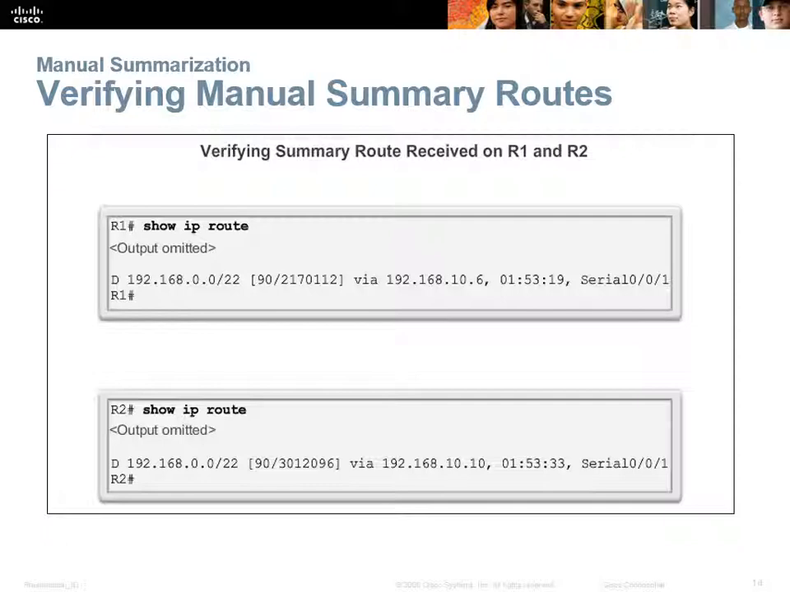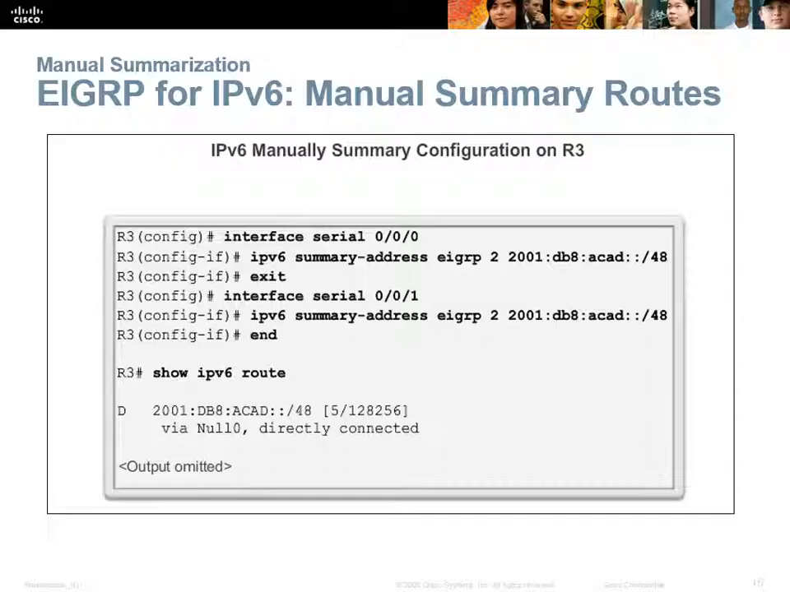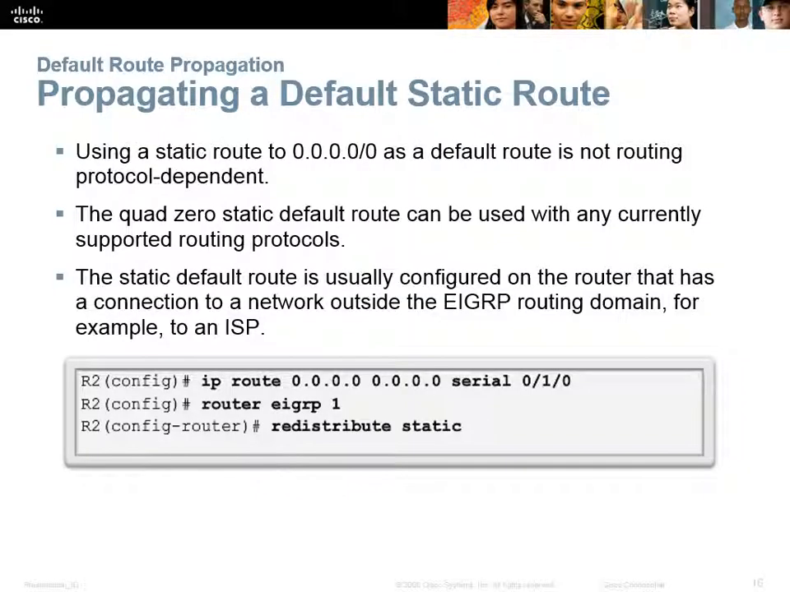Again, a manual summary is going to show just like it would if you did an auto summary. The only difference for IPv6 is ipv6 summary-address eigrp, in this case 2 because we're talking about IPv6, and you give its address and mask. That's it. And so you'll see it like this. And if I want to propagate it, I've got to redistribute, right? If you do it manually, in order to propagate it to other routers, you have to redistribute it. So that's another command you have to type in. So is no auto-summary pretty good? It saves a lot of headache, doesn't it?